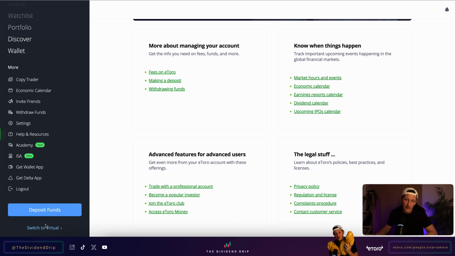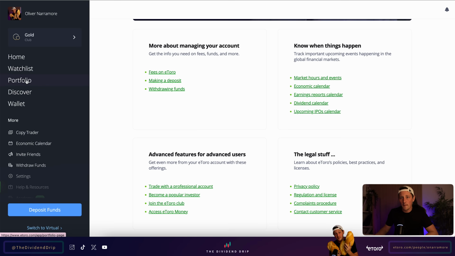And down the very bottom here, you've got your deposit funds and you've got your switch to virtual. If you want to try things out and test new strategies, just go into virtual, give it a go. It's always easier to test things. Like if you want to get involved with commodities and you're like, I don't know if they're any good, go to virtual and test it.